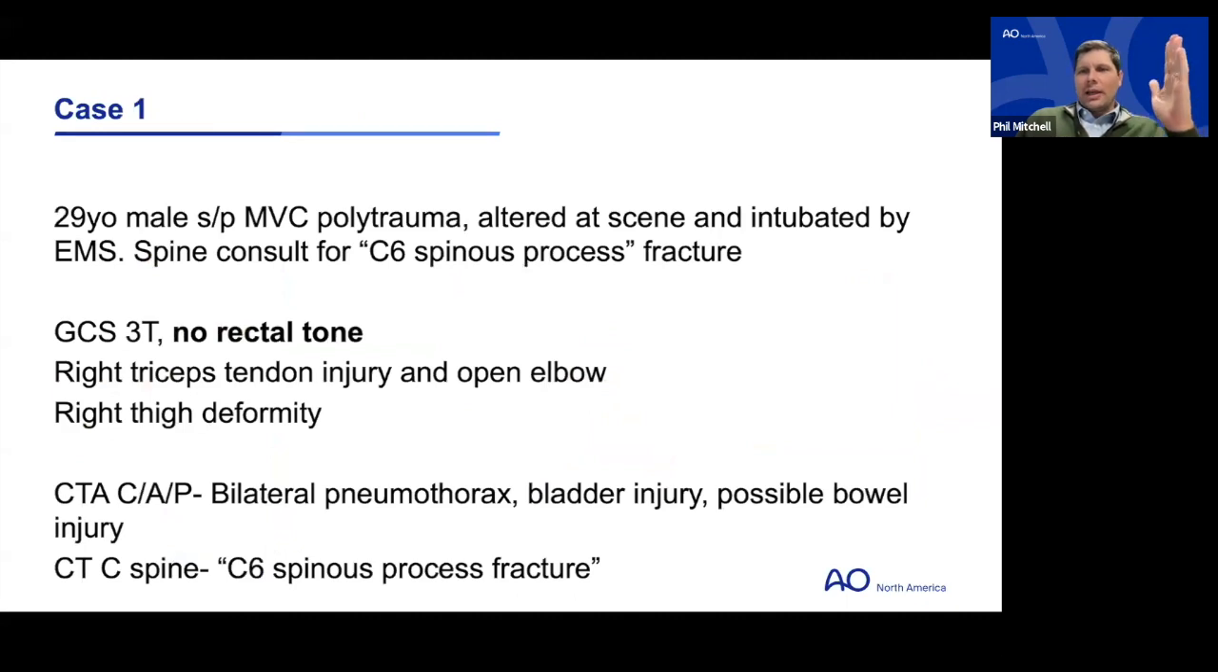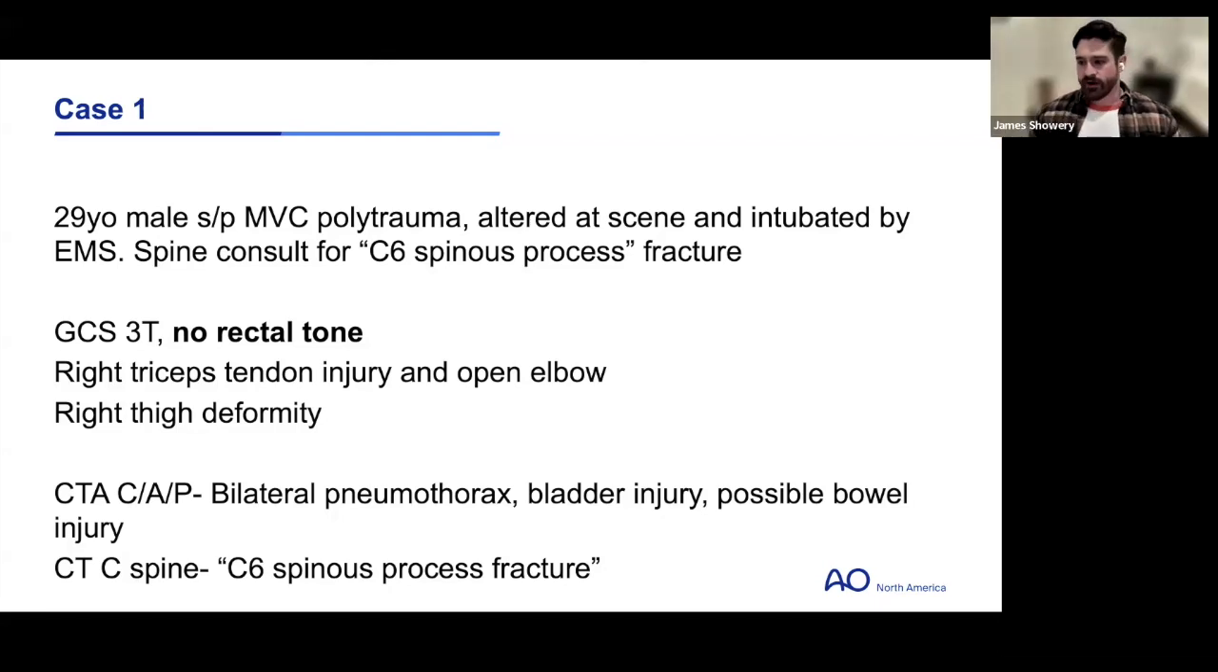Speaking of cases, let's apply the anatomy. So this is the first case, a 29-year-old MVC polytrauma. At the scene, intubated by EMS. There's a spine consult for a C6 spinous process fracture. We've got a little bit of a limited exam, James. This is your case. GCS 3T with no rectal tone, some other orthopedic injuries, and some other traumatic injuries. But what is this, no rectal tone and a C6 spinous process? We're not showing the imaging quite yet, but what are you worried about?